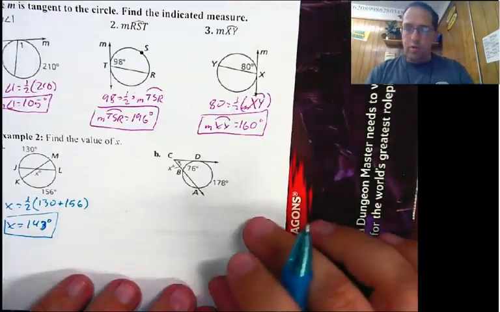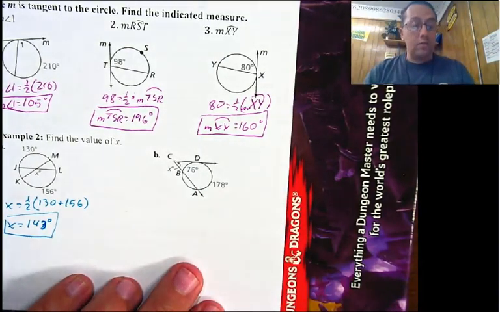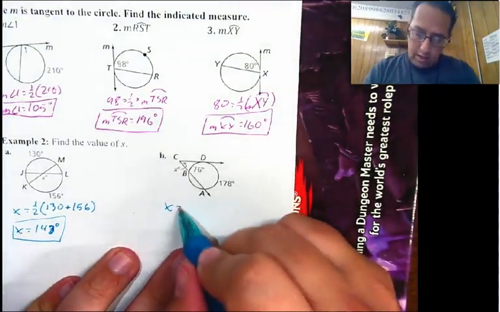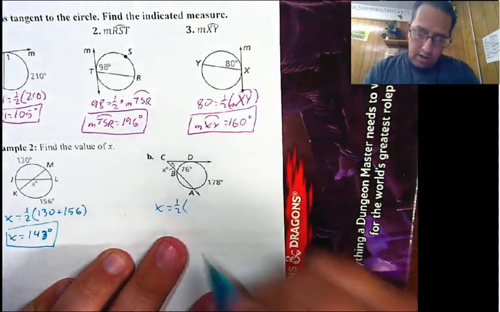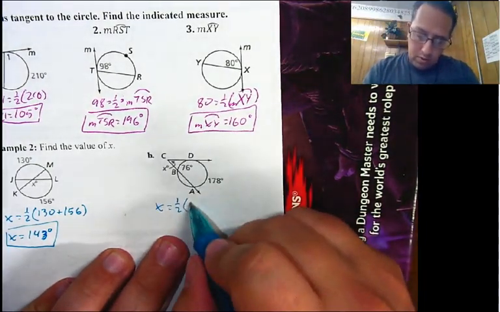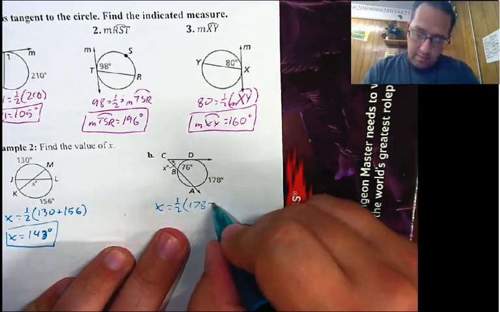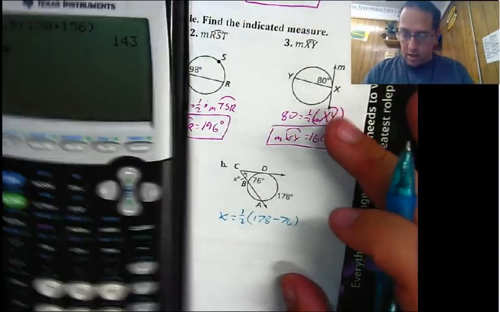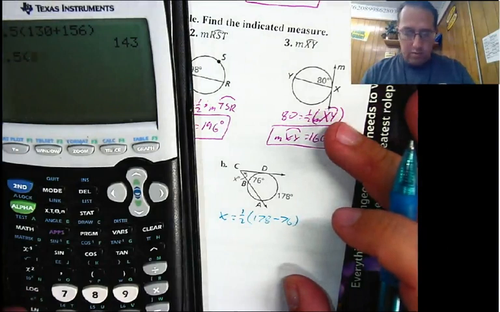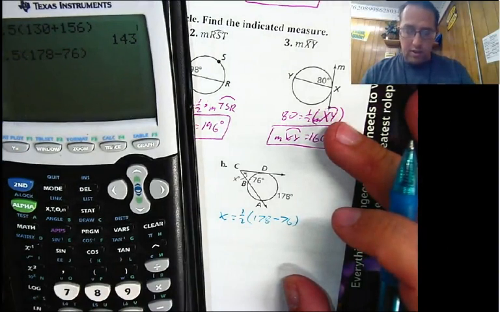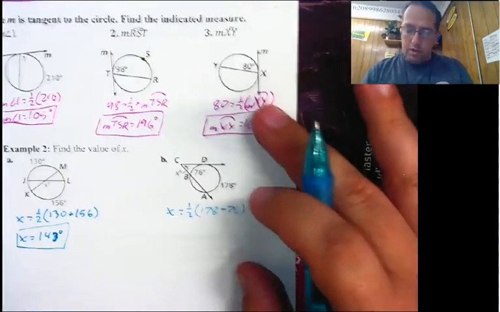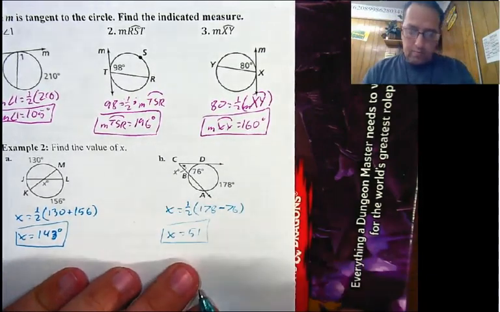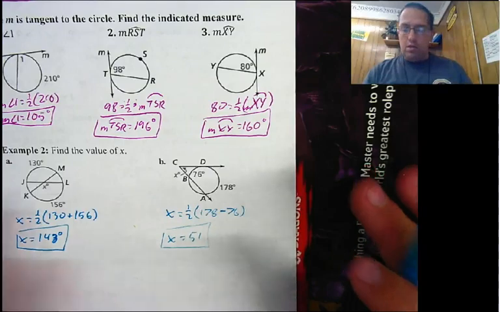There it is. Now, if the angle is outside the circle, instead of adding, we subtract. So x equals 1/2 times the larger number minus the smaller number, 178 minus 76. So I'll pull over my handy dandy calculator. 1/2 times 178 minus 76 is 51. So x equals 51. Not too bad. All right.